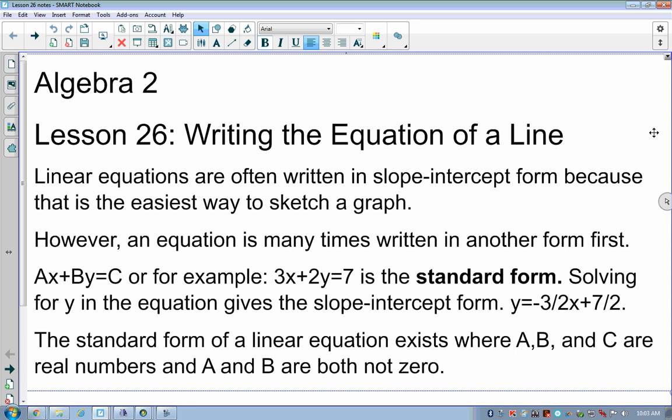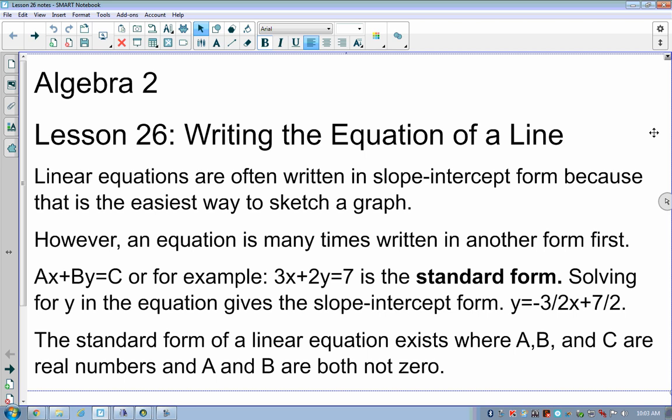I start from the y-intercept, and then I count up or down based upon the slope and over based upon the slope, right? And then I plot that next point, so on and so forth, so long as my y-intercept is a nice, neat, whole number. Otherwise it gets a little bit more complicated. However, an equation is many times written in another form first. It doesn't always come in y equals mx plus b.